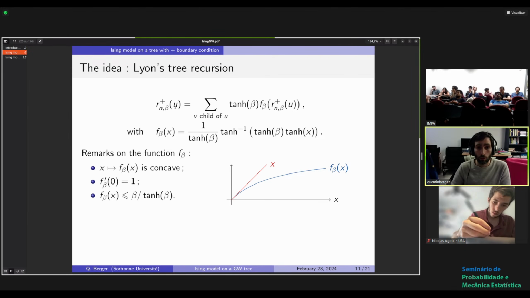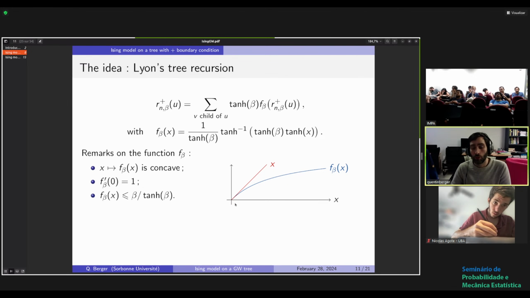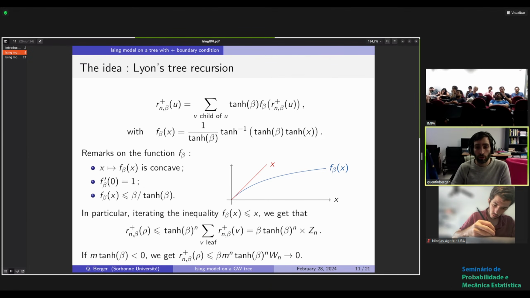Okay, so yeah, the log likelihood ratio at the vertex U is a sum over its children of a function of the log likelihood ratio of the children. And here what you see is that you have a very easy upper bound. Since f is concave and bounded by x, you just iterate the inequality f beta x smaller than x, and what you obtain is hyperbolic tangent of beta to the n. You start from the root and you go up. You've iterated n times, and you have a sum over the leaves of the log likelihood ratio of v.